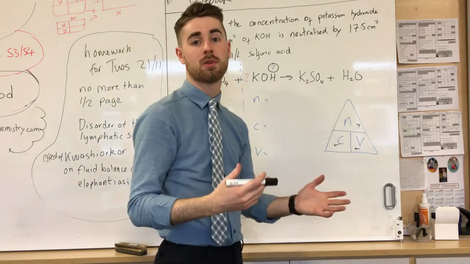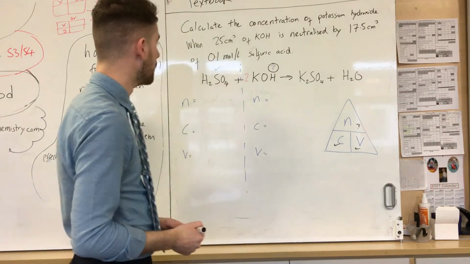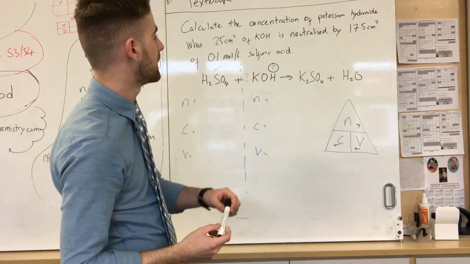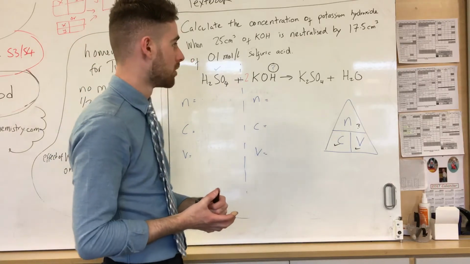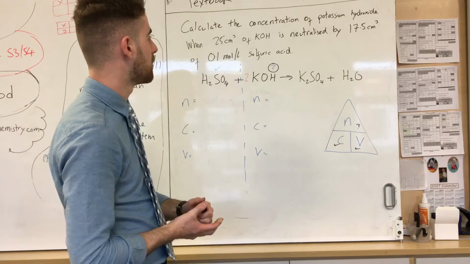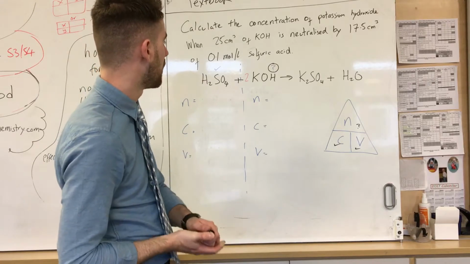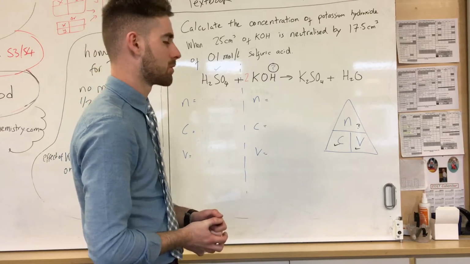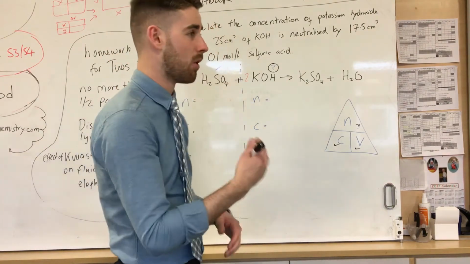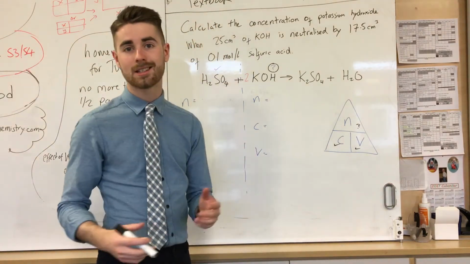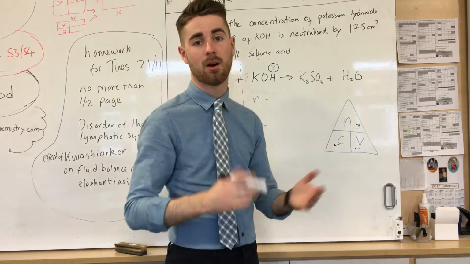So let's just read through the question and see what we're actually being asked. Calculate the concentration of potassium hydroxide when 25 centimetres cubed of potassium hydroxide is neutralised by 17.5 centimetres cubed of 0.1 mole per litre sulfuric acid. So when you read that, you've got a lot of different chemical names and you've got a lot of values coming at you. So it's easy to get overwhelmed. What you want to do is just break it up simply.